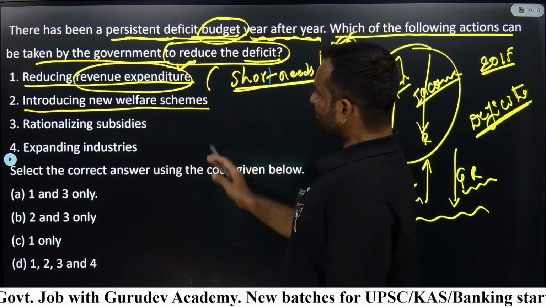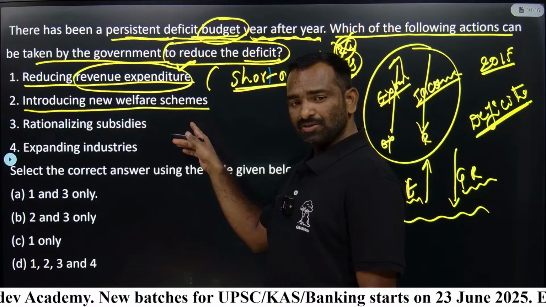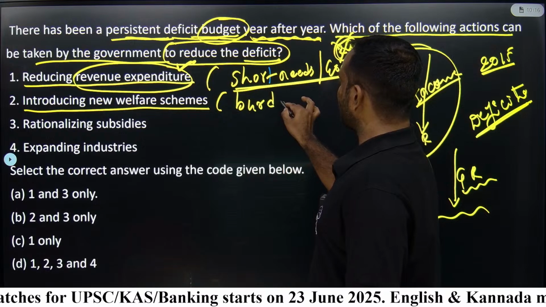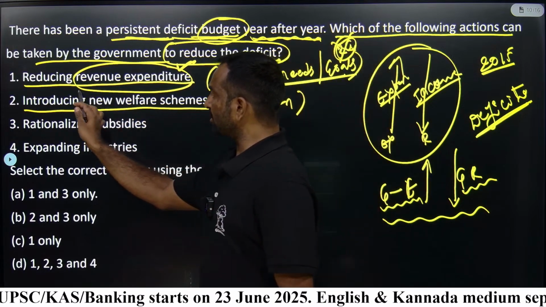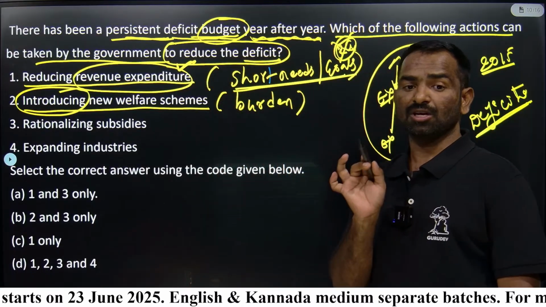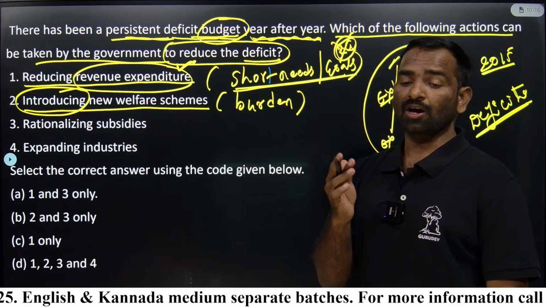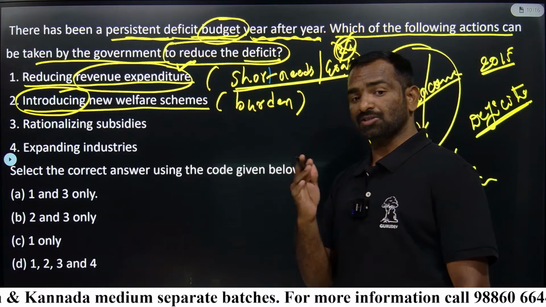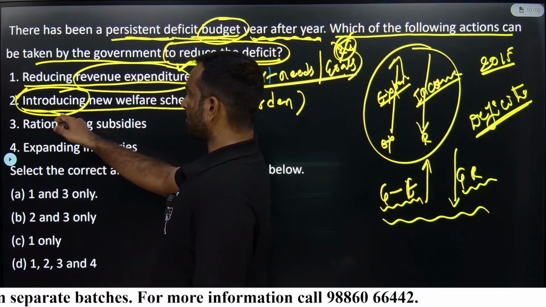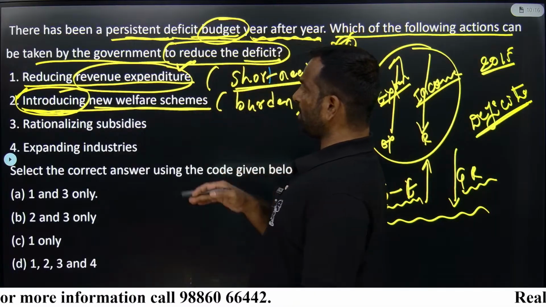And the second one, introducing the new welfare scheme, does this reduce the deficit? No, it is again a burden to the government. You should understand the term and focus only on the terms. Earlier I said that whenever you come across words like only, but, alone, also, although, you should focus on those words only. Here, focus on the word introducing.